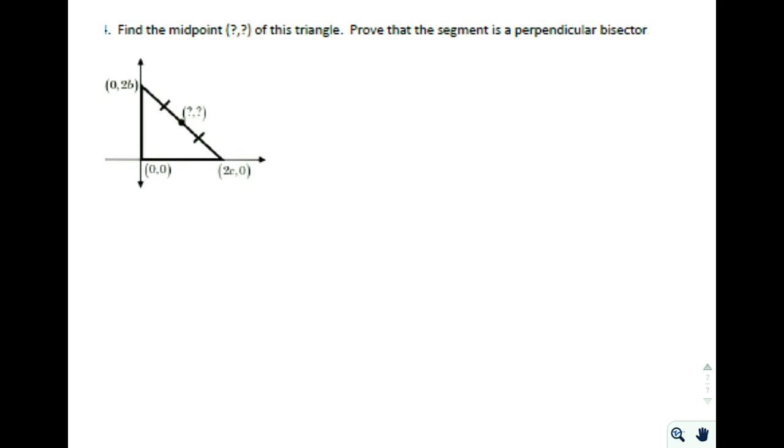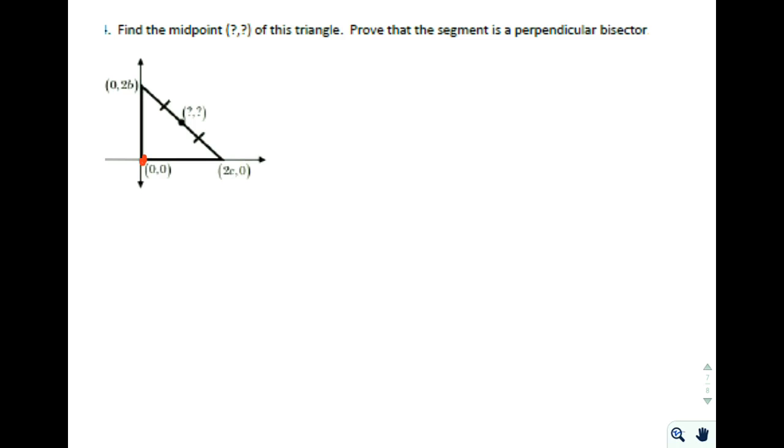Finally, this last one here, it says find the midpoint of this triangle, prove that the segment is a perpendicular bisector. Remember, perpendicular bisector would go through and meet at a 90-degree angle and split this into two equal pieces. So we already have the fact that it's two equal pieces because we're finding the midpoint. So we're proving it just by finding the midpoint. The really hard part is proving that the segment is a perpendicular bisector that goes through this triangle.